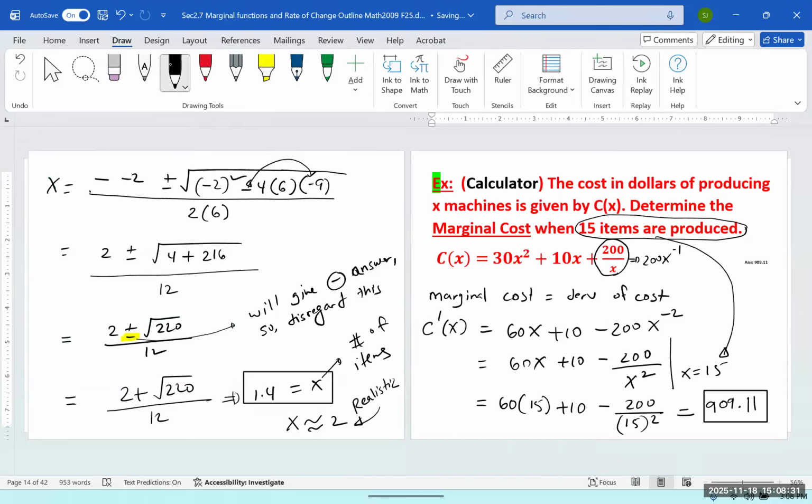And this time we don't round because this is money. So it's valid. $909.11.